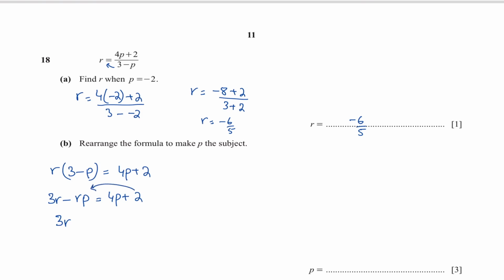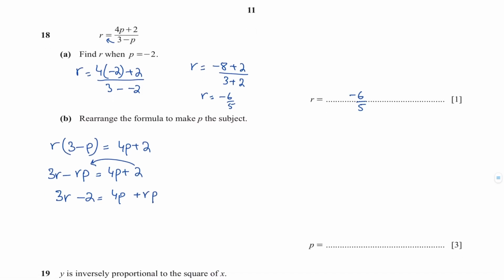So 3r is going to remain here. I'm going to take 2 on the left hand side, so minus 2 is equals to 4p is going to stay here, and then I'm going to bring rp on the other side. So 3r minus 2 as it is, and the objective of doing this was so that I could factor out p. 4 plus r is what I'm left with. Now 3r minus 2, and then 4 plus r, when it will come on this side, it will get divided, is equal to p. So p is equals to 3r minus 2 upon 4 plus r.